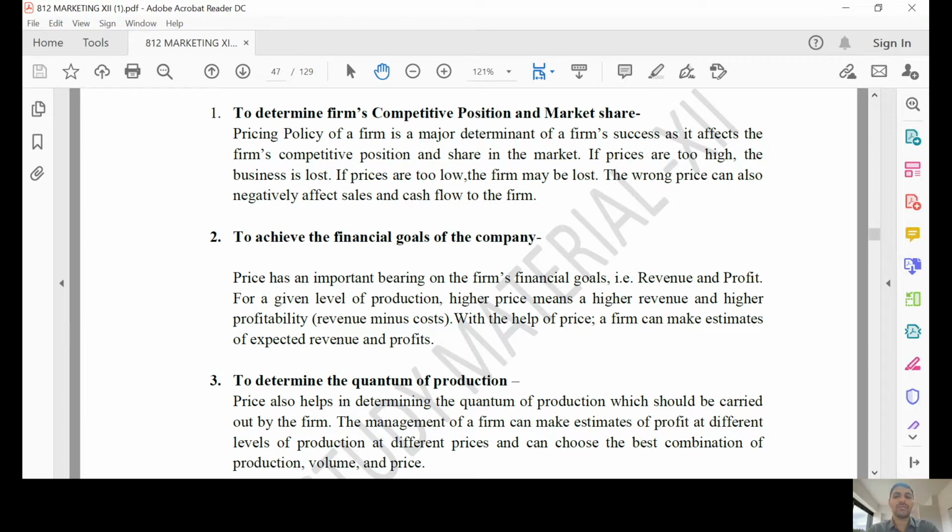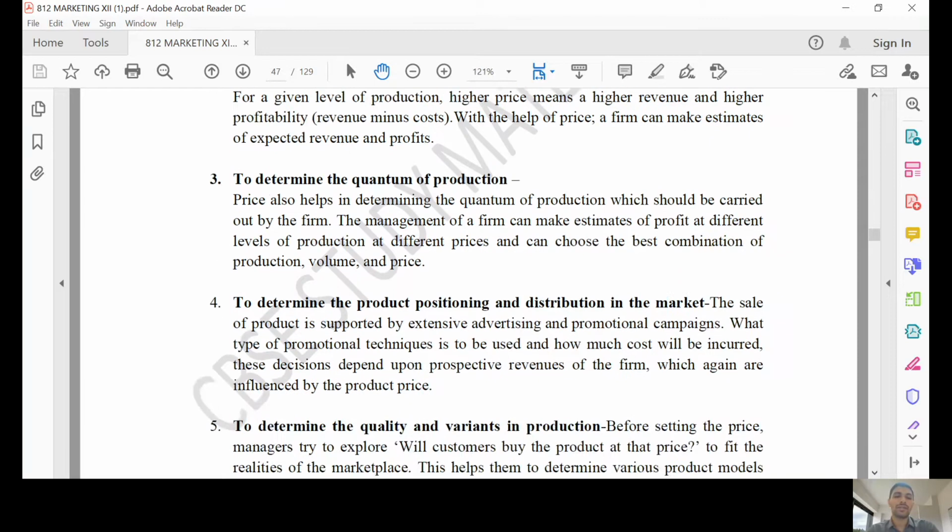So if a company wants to achieve financial goals like increasing the revenue or increasing the profit, in that case the company should properly manage their price. To determine the quantum of production, as I told earlier, if you produce more, you can reduce the price. It is called economies of scale.